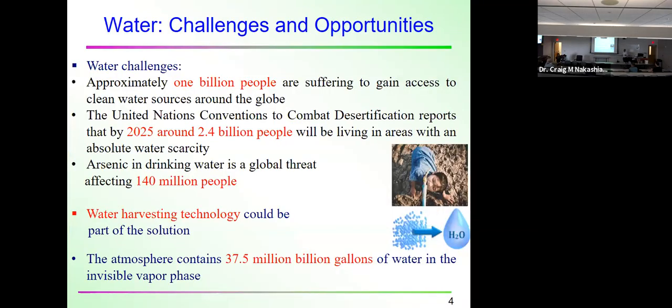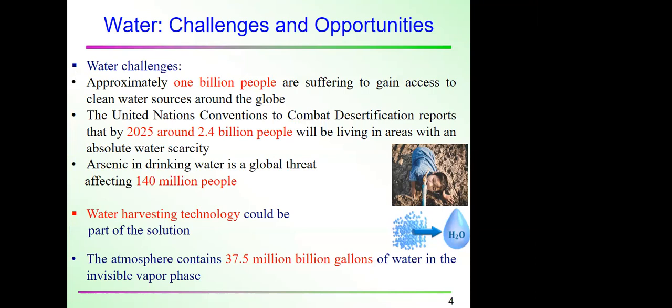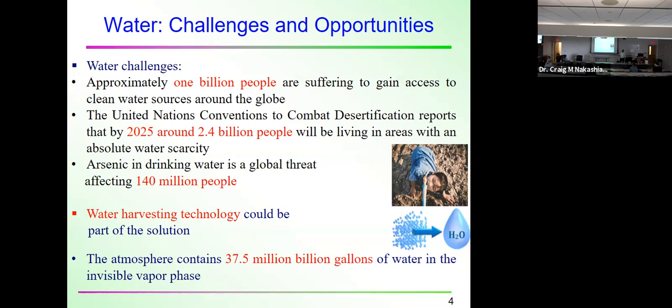Now, let's look at some challenges and opportunities in this area. About 1 billion people are suffering to get safe, clean drinking water, 1 billion people. By 2025, approximately 2.4 billion people will live in areas with absolute water scarcity. This is from the United Nations Convention to Combat Desertification. This organization reported this. By 2025, 2.4 billion people.